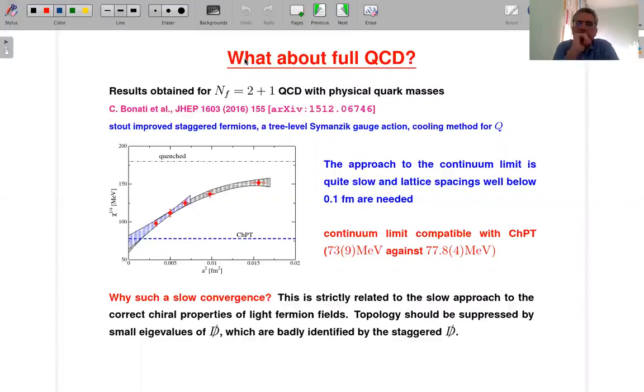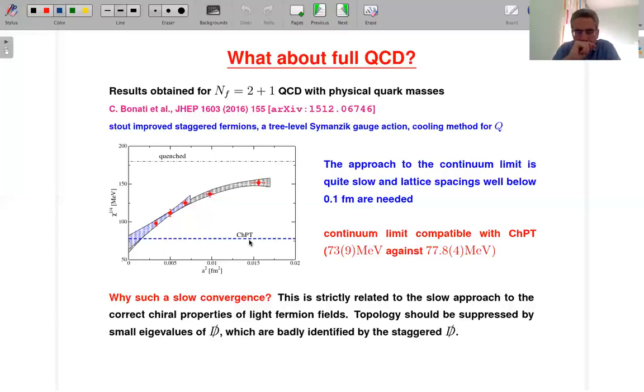So let me go to results regarding full QCD, and let me start from this study, which regards directly QCD with physical quark masses. So this was a study regarding N_f equal 2+1. So we have two light flavors and a strange quark with physical values of the quark masses. The discretization was with staggered fermions, in particular stout improved staggered fermions and an improved gauge action. And we made use of cooling to determine the topological background of gauge configurations. Now, as we discussed last week, for QCD with light quark masses, you have quite robust predictions coming from chiral perturbation theory. So this horizontal line here is the prediction from chiral perturbation theory.